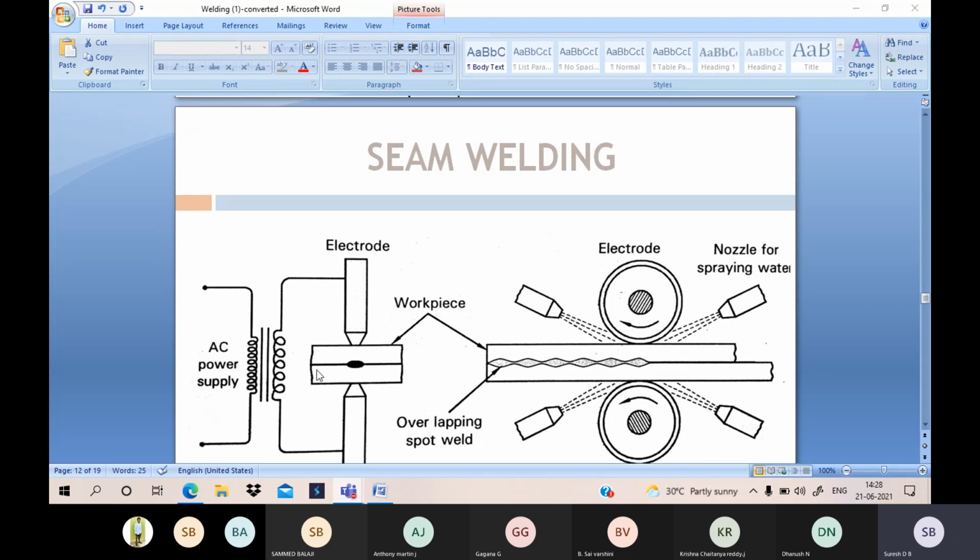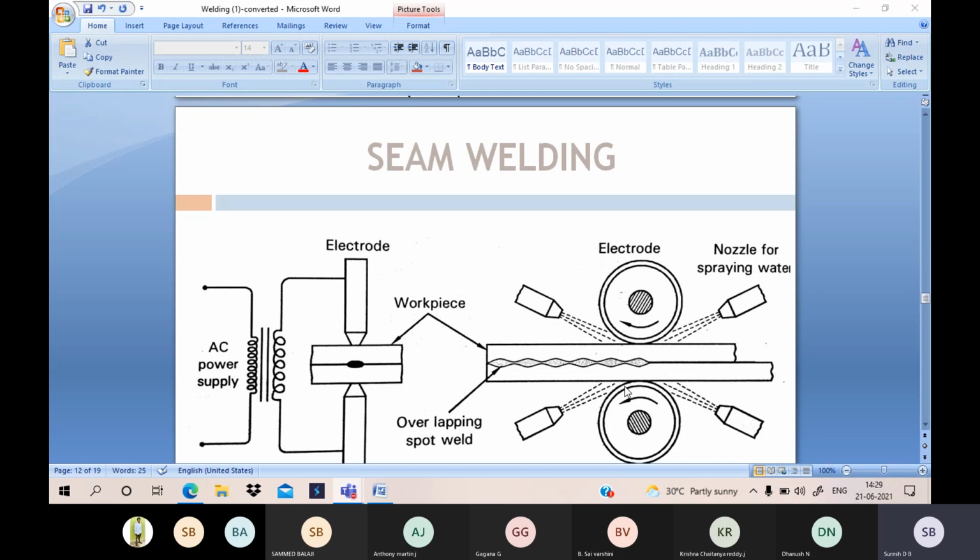Here also it is the same. In seam welding, we are using an alternating current power supply. Here one terminal is connected to one electrode roller, and another terminal is connected to the lower electrode roller. Both the terminals are connected to the electrodes only. For the workpiece, there is no connection. Due to rotation of these rollers, both the materials are going to be joined.